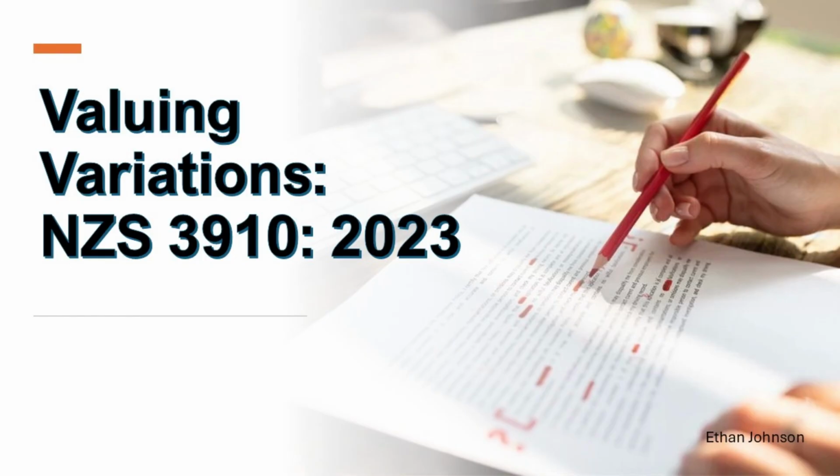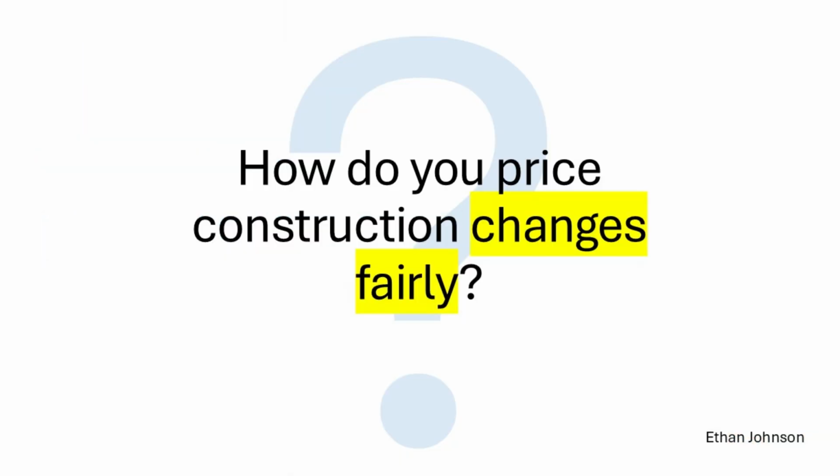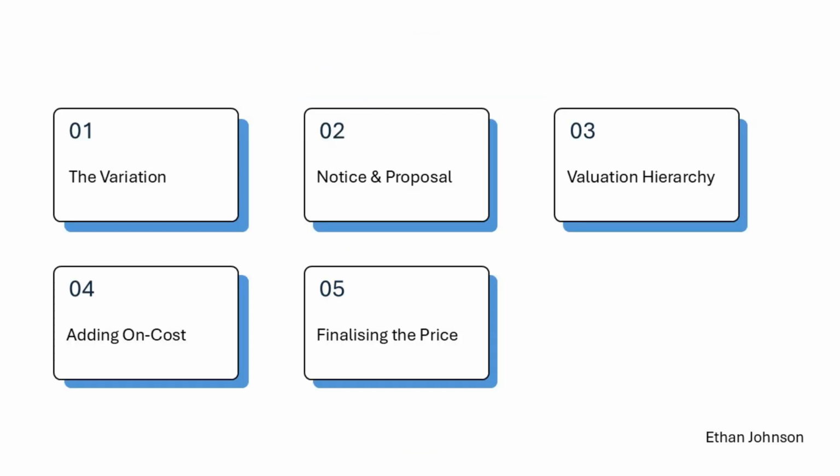Let's get into it. Think about it for a second. On any project, change is pretty much a guarantee. The client wants a different window. You hit some unexpected ground conditions, design gets a little tweak, and if you don't have a clear, agreed upon system, pricing these things can just turn into a total mess of arguments, delays, and disputes. This is the exact problem this standard is designed to fix.